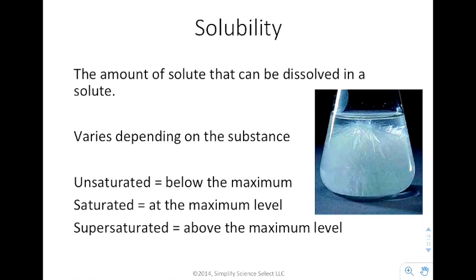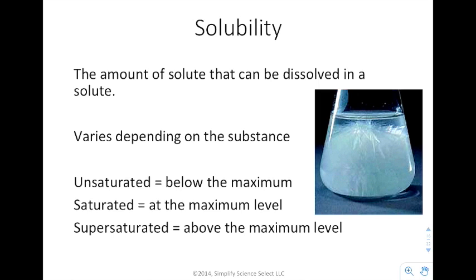Next, we need to talk about the solubility of a substance. We've already talked about it to some degree. It's the amount of solute that can be dissolved. But generally, when we refer to something by the solubility, we're talking about whether it will dissolve at all instead of how much dissolves, like we talk about with molarity.